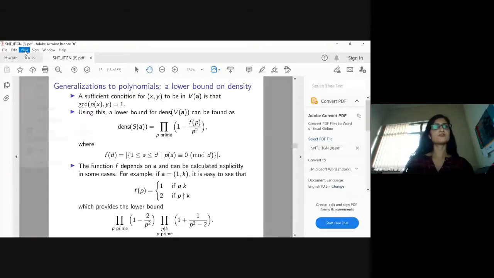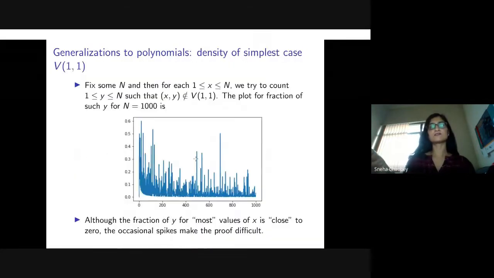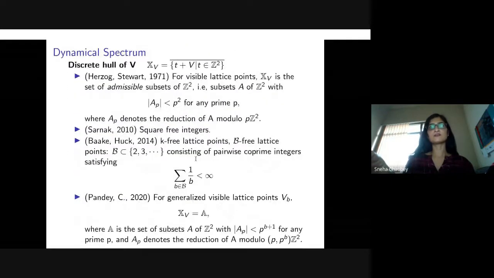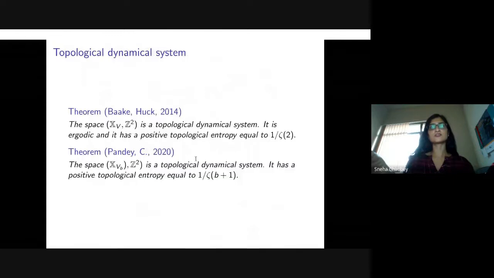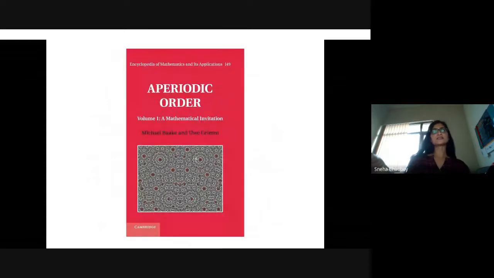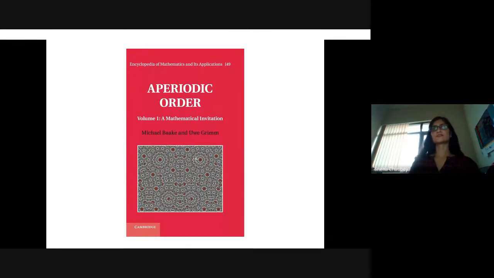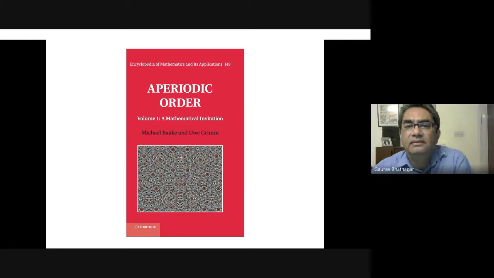Maybe just for those of us who are interested, I'm still learning these areas, and many of these things are new to me also. This is an excellent book that deals with a lot of these things, on periodic order. And this guy Baake is the boss in this field. He has lots of these results.